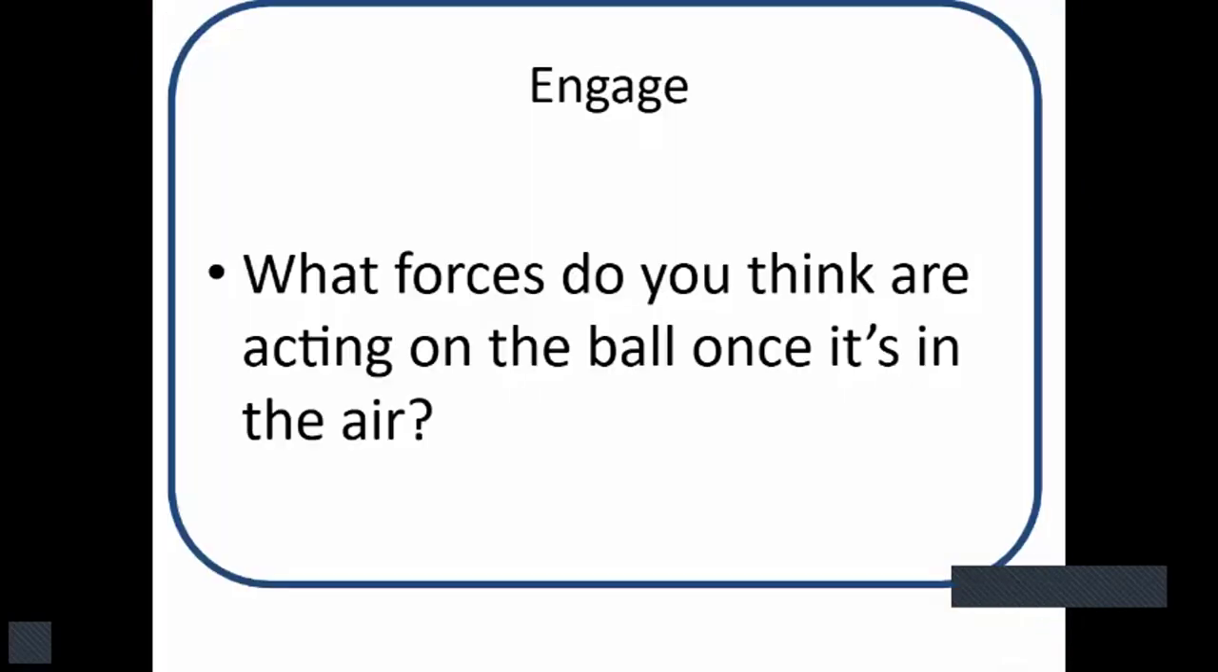Okay, now I want to hear from you. Type in the chat what you think is happening to that ball once it leaves the player's foot and flies through the air. Don't overthink. Just tell me what comes to your mind.